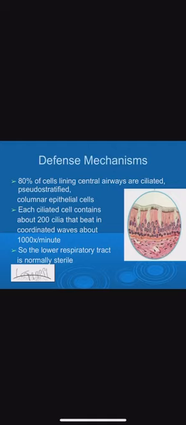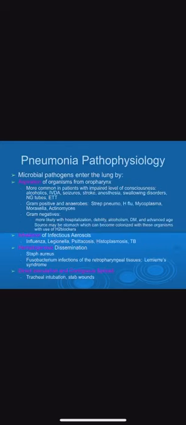Yes, defensive mechanism: 80% of the cells lining the central airway are ciliated pseudostratified columnar epithelium. These cilia have a protective mechanism to protect the lower tract and keep it sterile. Pathophysiology of pneumonia: the microorganism is introduced to the lower respiratory tract and the patient gets pneumonia.